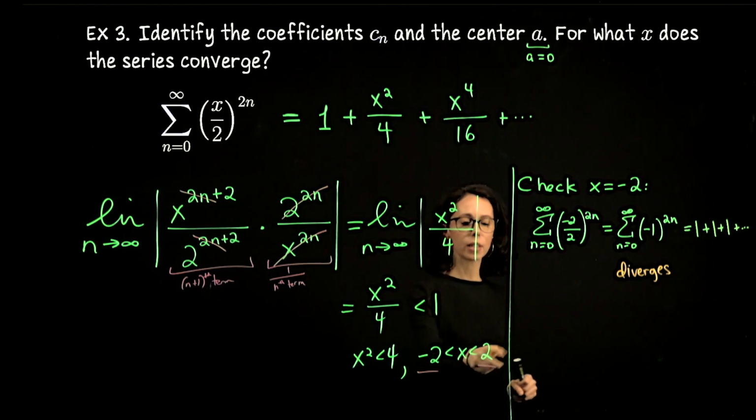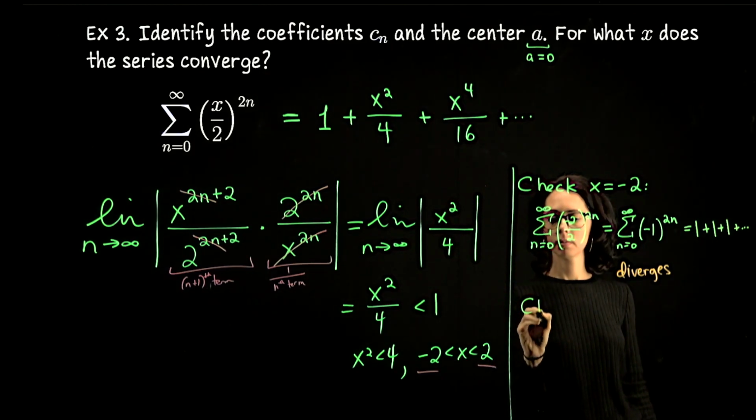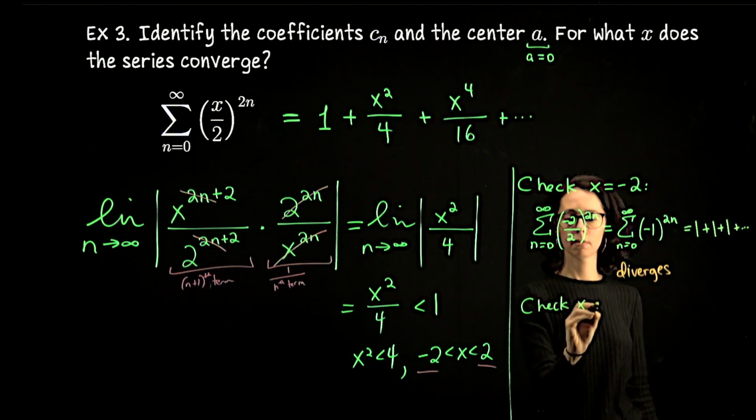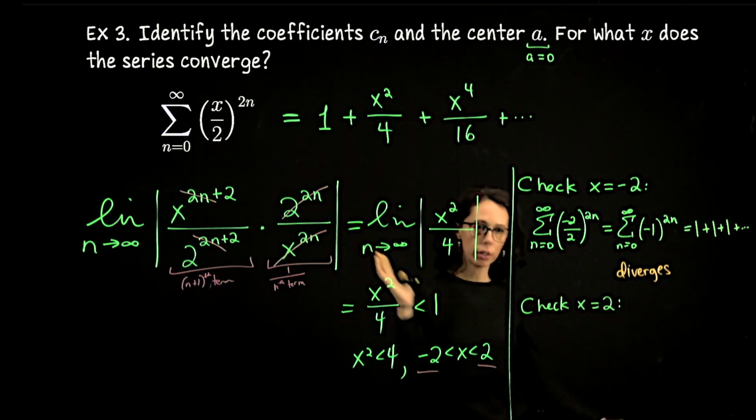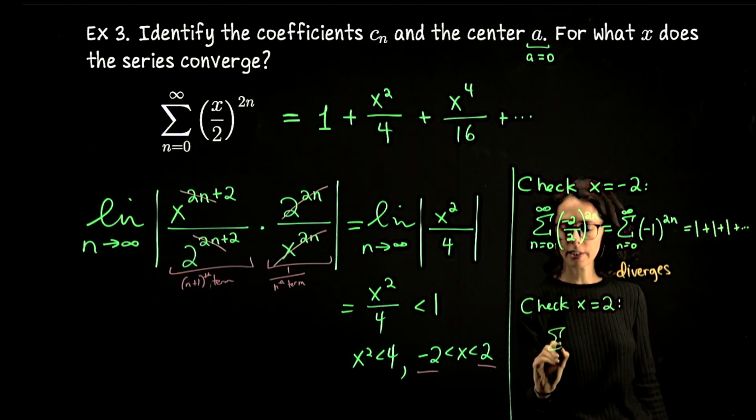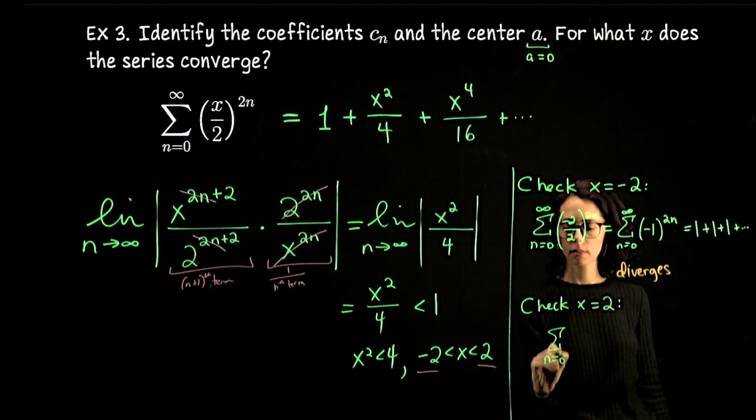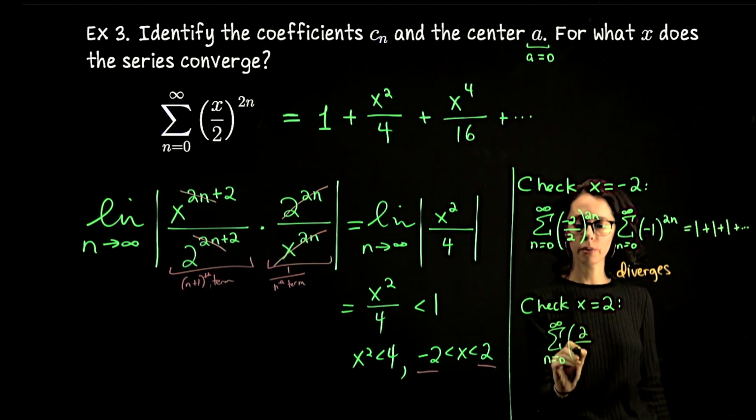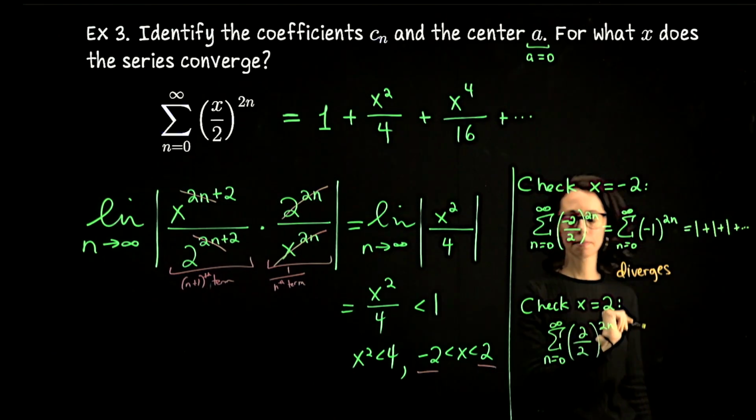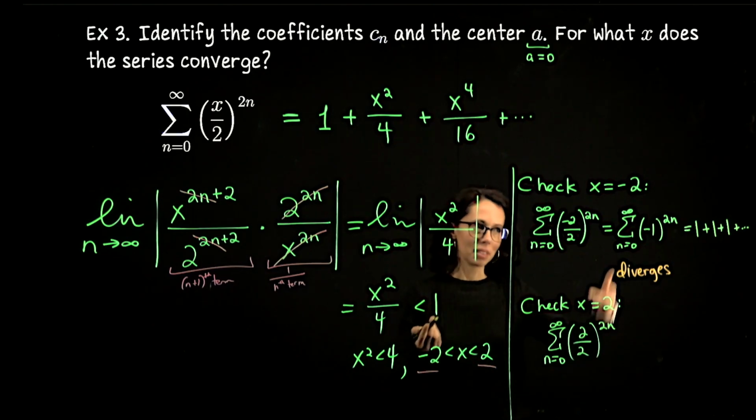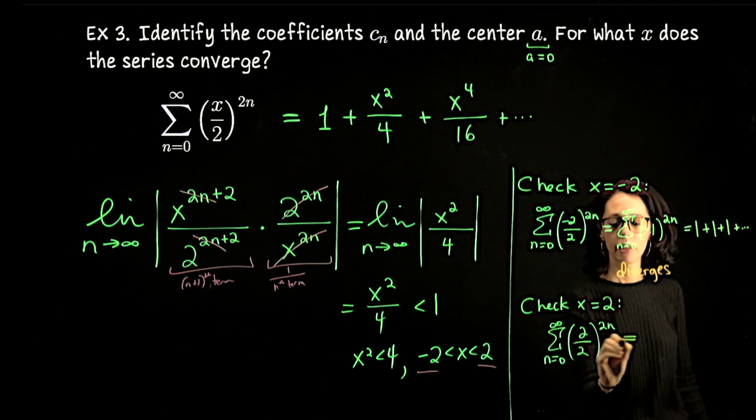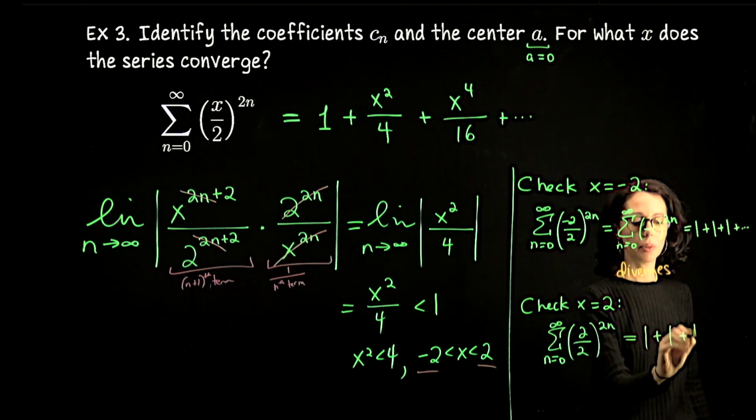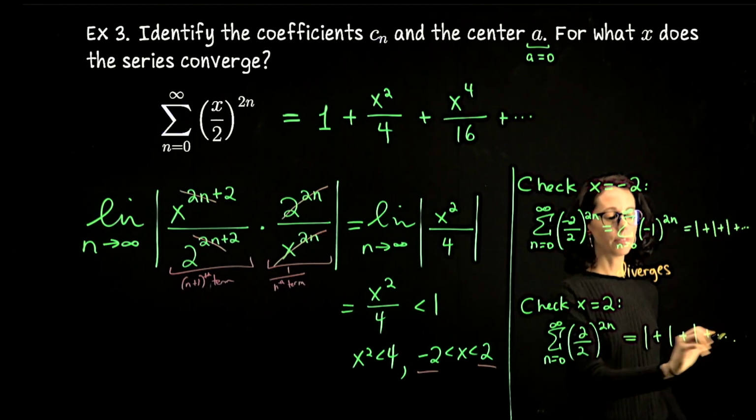Similarly, if I check x equals 2, we plug in x equals 2, just literally plug it into the series and see what you get. We get 2 over 2 raised to the 2n. It looks the same as what we just did. This is 1 raised to the 2n. You start expanding that, and that's going to be 1 plus 1 plus 1 plus etc. This also diverges.